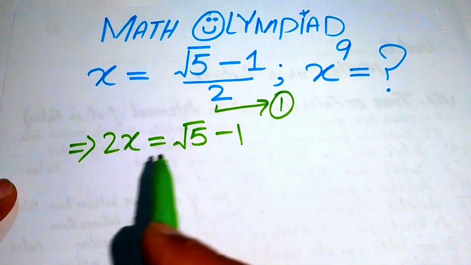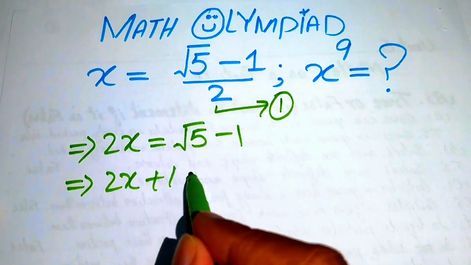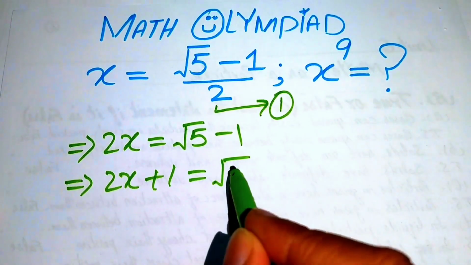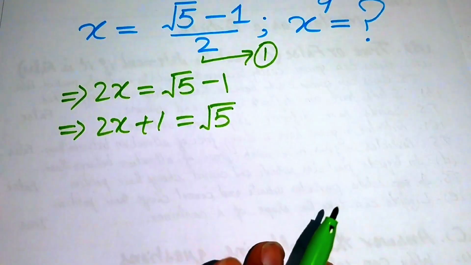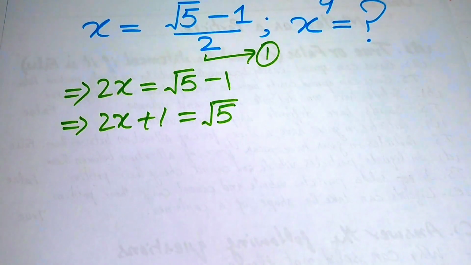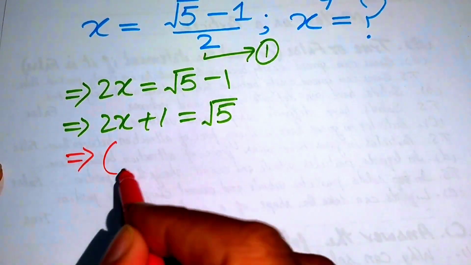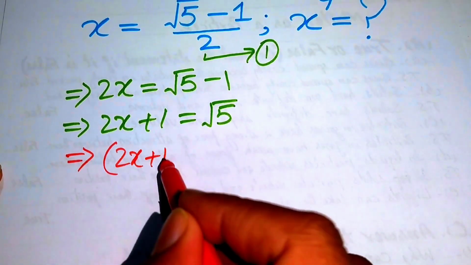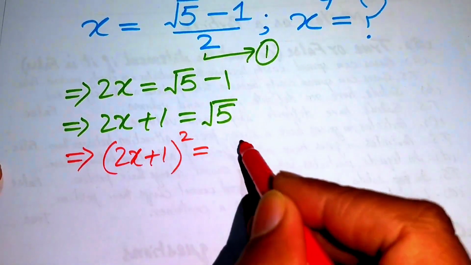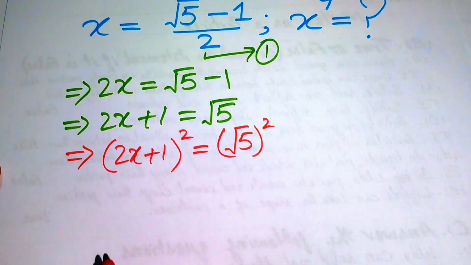Now we move this minus 1 to the left hand side, and we get 2x plus 1 equals square root of 5. In order to remove this square root, we need to take the square on both sides of this equation. So when we take the square on both sides, we get (2x plus 1) whole square equals (square root of 5) whole square.